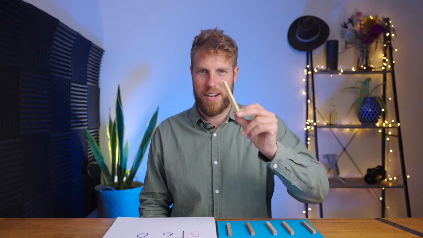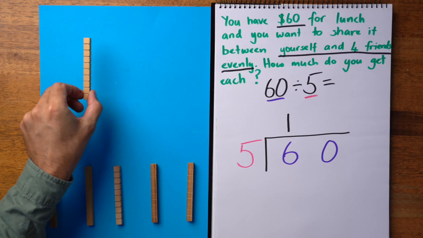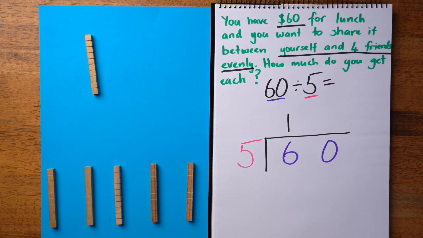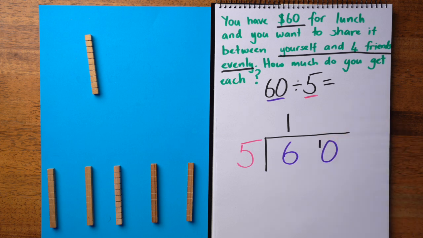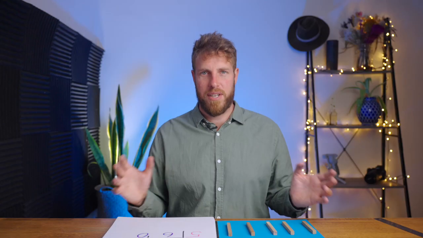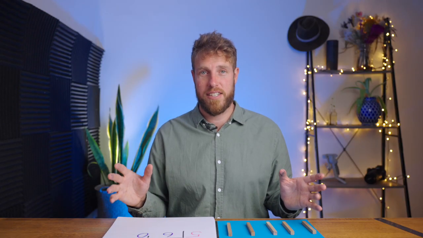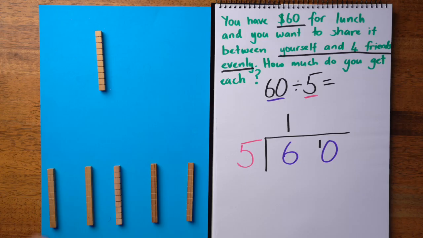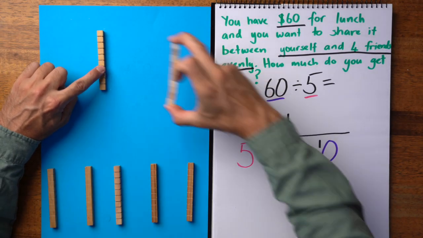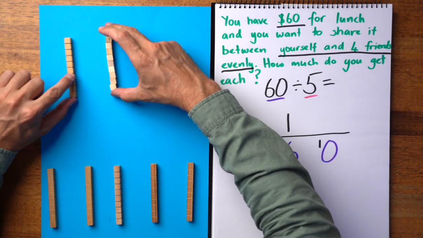I have this 1 ten left over. What am I going to do with that? Since I haven't shared it, the first thing I'm going to do is record it in the ones column. Now in the ones column, I've got 10, because I've renamed one of the tens into 10 ones. I'm going to do the same thing with my materials. 1 ten becomes 10 ones.